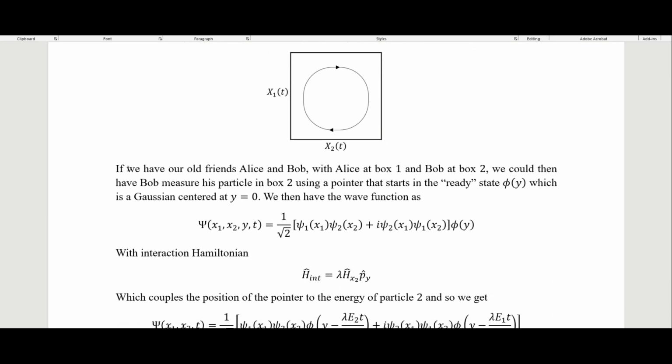All right, so if we have our old friends Alice and Bob, with Alice at box 1 and Bob at box 2, we could then have Bob measure his particle in box 2 using a pointer that starts in the ready state.